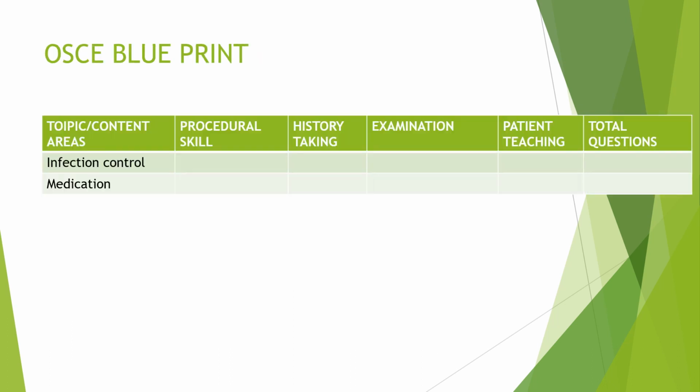Here you can see the example of a blueprint. Plan the topic based on the main areas in the curriculum. See this example here. I have taken the topic infection control. Then I have to decide the form of assessment, whether I have to give a procedure skill station or a history taking session or an examination session, that I have to plan. And like this, I have to spell out what exactly is expected out of the student.